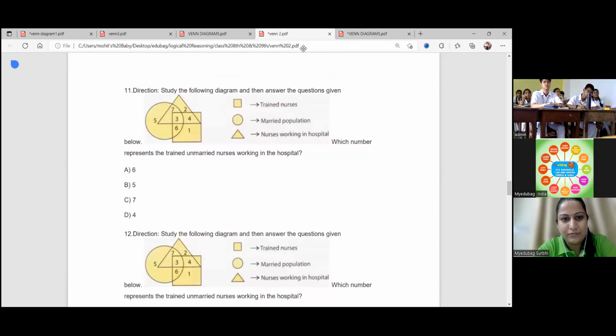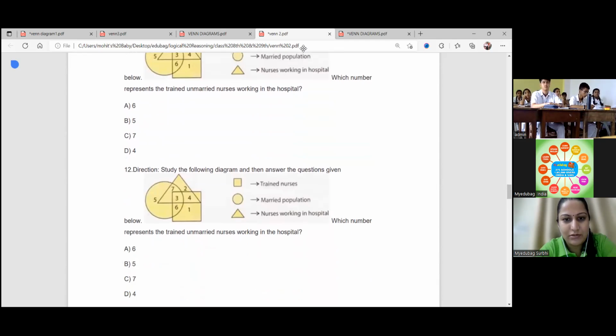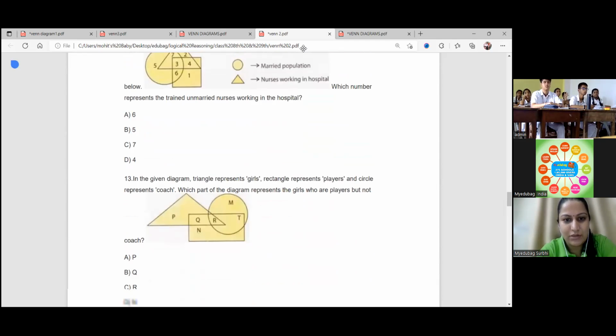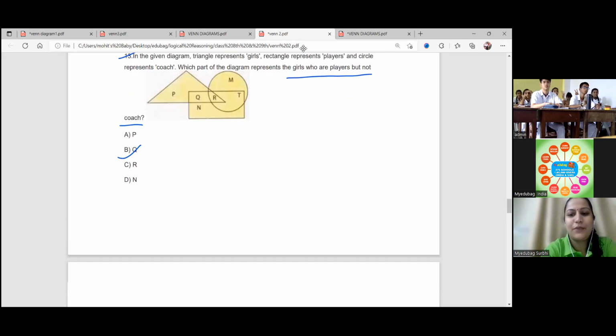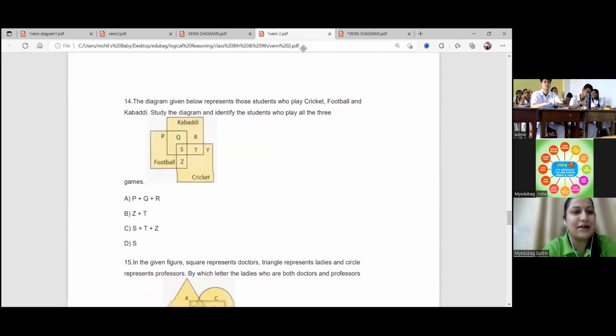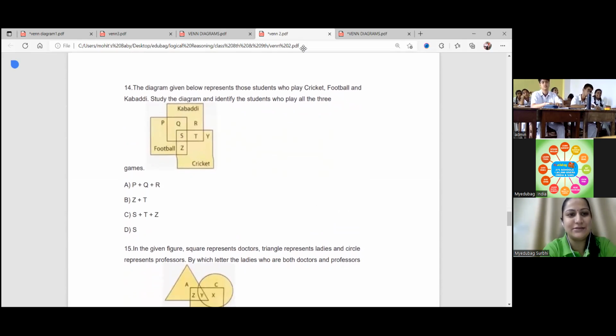Okay. This is also the same trend. Unmarried nurses in the hospital. Okay. Question 13. In the given diagram, triangle represents girls, rectangle represents players, and circle represents coach. Which part of the diagram represents the girls who are players but not coach? Correct. It is the B one. Very good. You just have to observe the diagrams, figures, and then tell the answers.